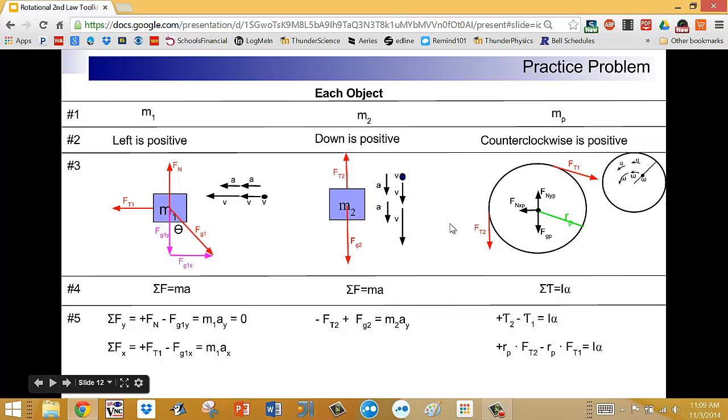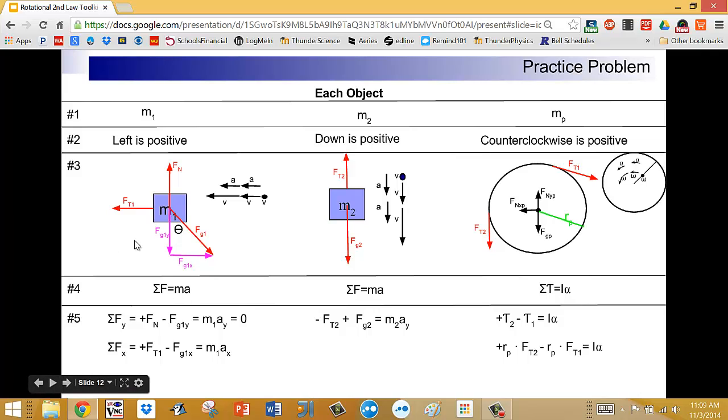Okay, now we're going to look at each object. We were using the system technique for M1 and M2, but now we're going to look specifically at each object. For M1, we're going to say up and to the left along the incline is positive, with the normal force up, FT1 to the left, and the components of FG1: FG1y down and FG1x to the right. Step 4 for each object is to write out Newton's second law.